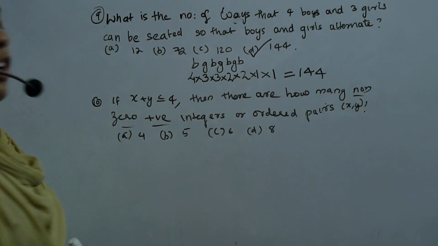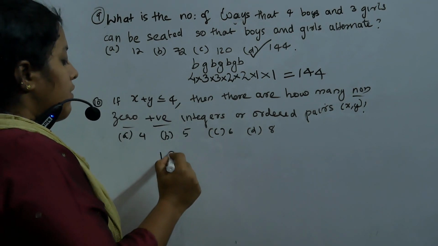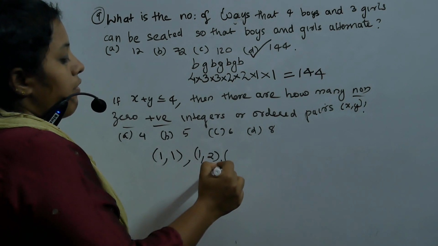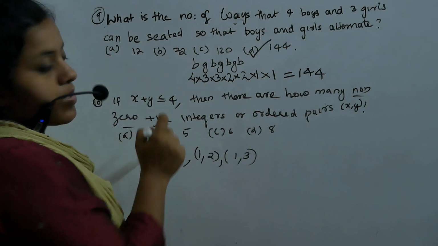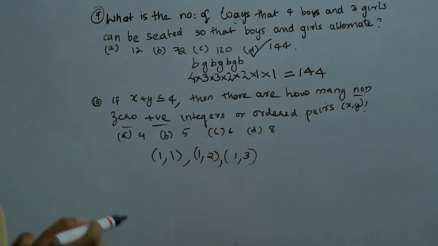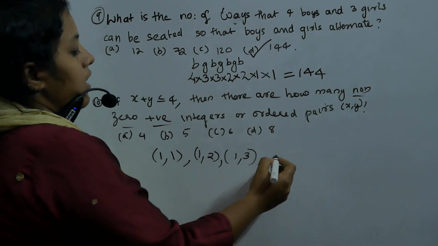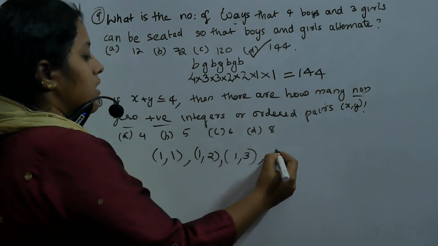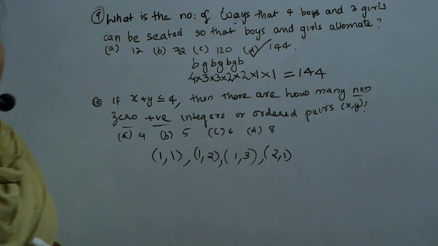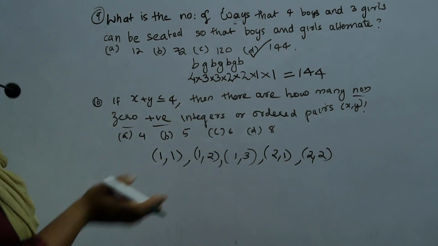Okay, so what are the ordered pairs possible? So if we take 1, the sum should be less than or equal to 4. So 1, 1, 1, 2, 1, 3, because less than or equal to is there. So 1 plus 1, 2, less than 4, 1 plus 2, 3, less than 4, 1 plus 3, equal to 4 is there now. Now again 1, 4 we cannot take. Now 2, 1, because 2 plus 1 is equal to 3, less than 4. Now 2, 2, no problem, because equal to 4 is there.